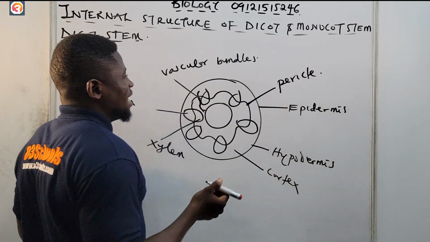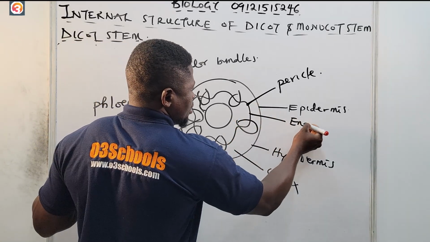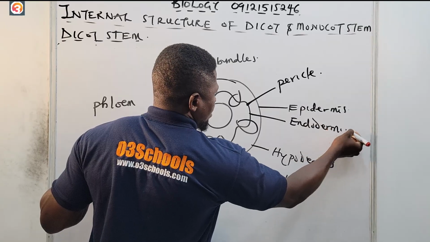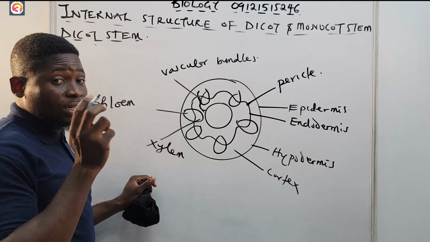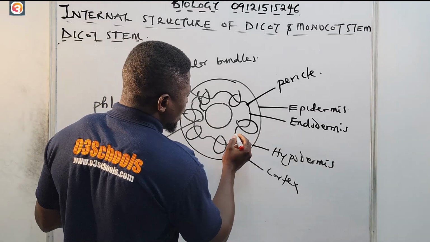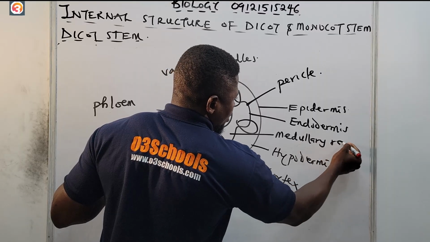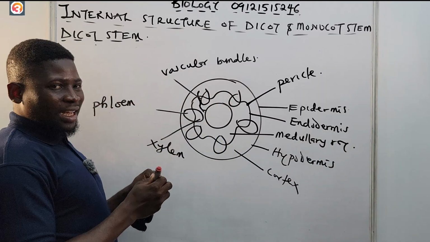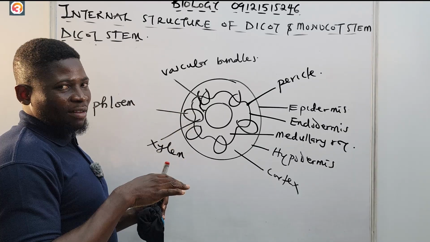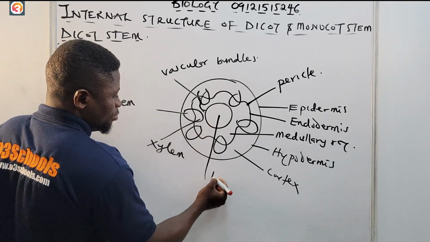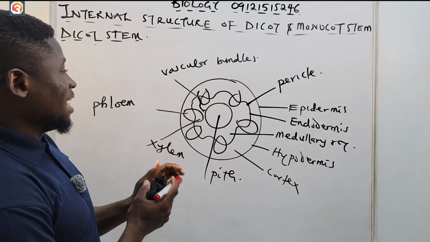The pericycle is inside the endodermis, so the endodermis will still be somewhere here. So this is the endodermis. This is just a simple example. They also have one part called the medullary ray. It is another part of the internal structure of a dicot stem. And then we also have the pith, P-I-T-H. So this is how the internal structure of a dicot stem looks like.